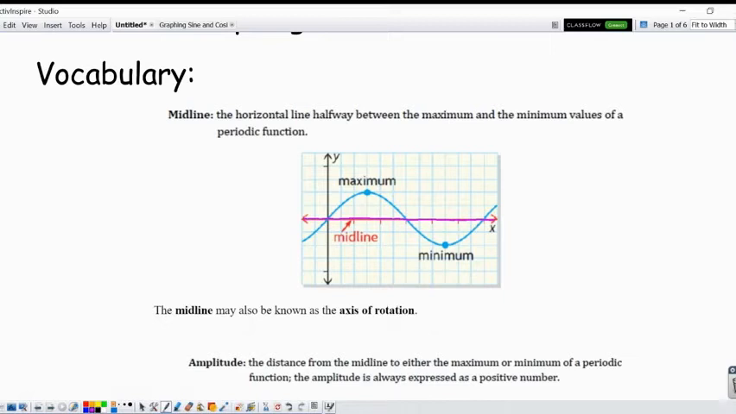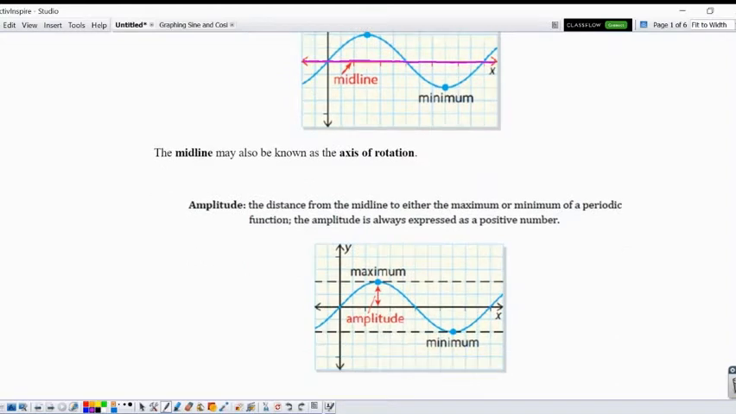Once we establish what the midline is, that will be easier for us to see the amplitude. The amplitude is the distance from the midline to either the maximum or the minimum. So this is the amplitude, and so is this. It is not the difference between the max and the min, but it is simply the distance from the midline to the max or the min. It's always positive, no matter which direction you're going. And one way that we can find the amplitude is to take the maximum, subtract the minimum so we can see the difference, and then divide that by 2.